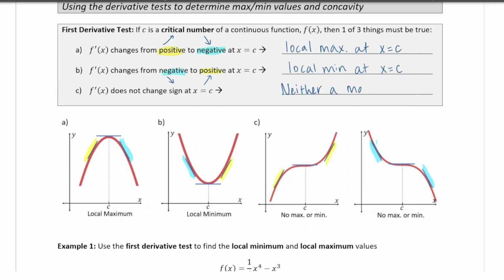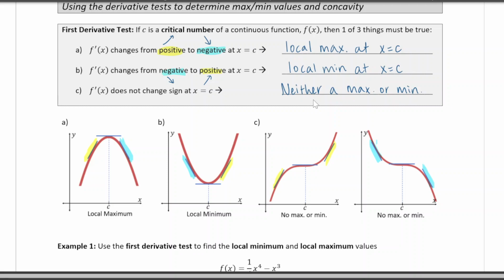And then you have neither a max or minimum. Okay, so we're not going to have these pictures in front of us, and instead we're going to make a table and do some testing to figure out what's going on with the derivatives to decide whether we have a local minimum, a maximum, or neither.